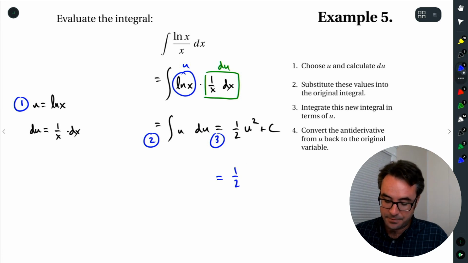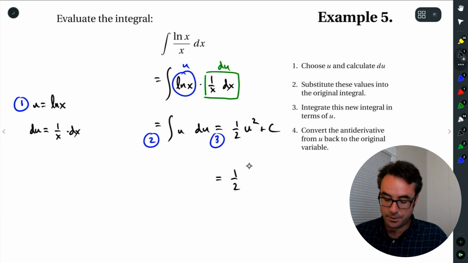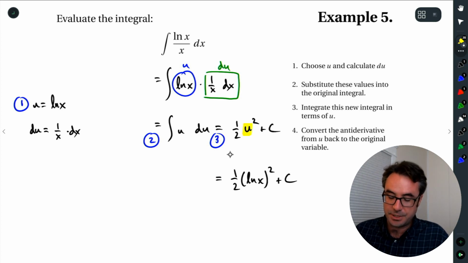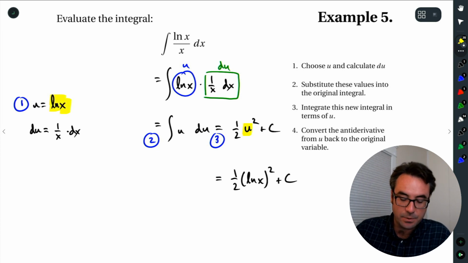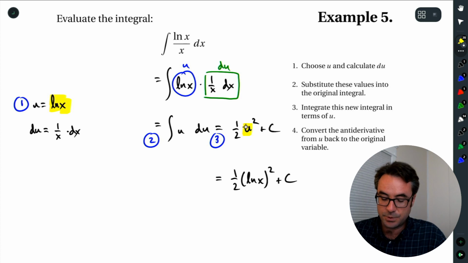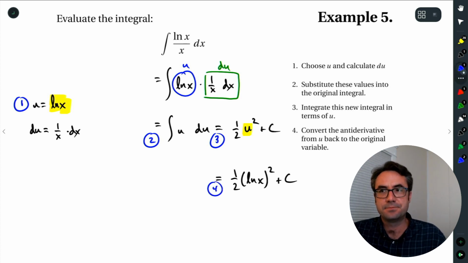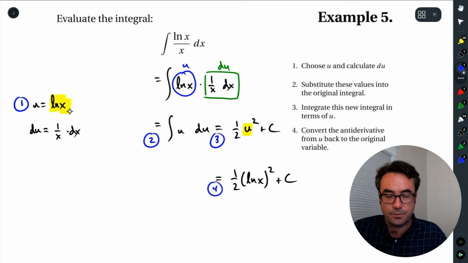So 1/2. And we're just going to switch that u. So instead of a u here, we're going to write that as natural log x squared. So we're just changing this u based on what we decided u should be. u is going to be equal to natural log x. So we're just switching back. And that's step 4.